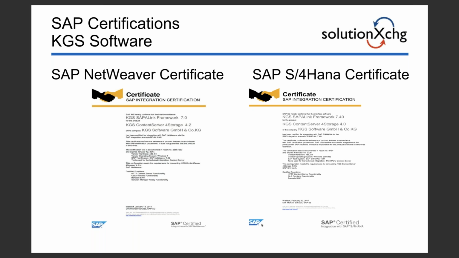S4HANA implementations are typically greenfield or brownfield implementations, and in those implementations, you will just continue to use your existing document management solution. So from that perspective, if you are already on a streamlined solution like KGS, the KGS content server for storage, or a similar streamlined solution, then there is no need to worry. The solutions can just be used as they are.